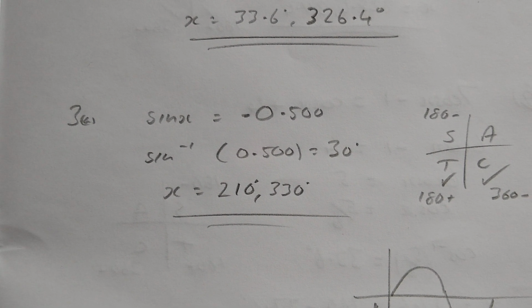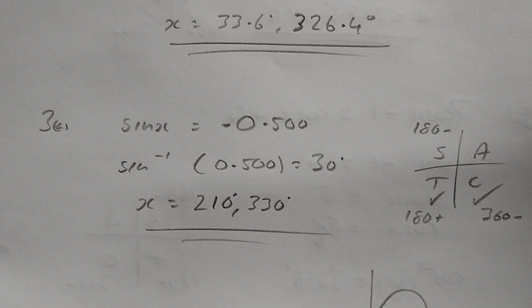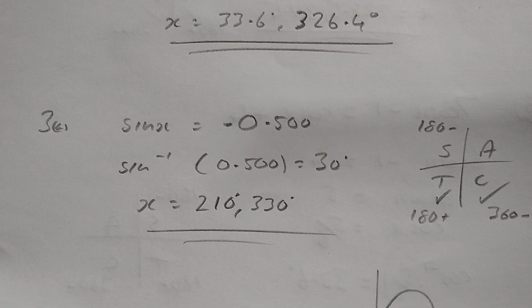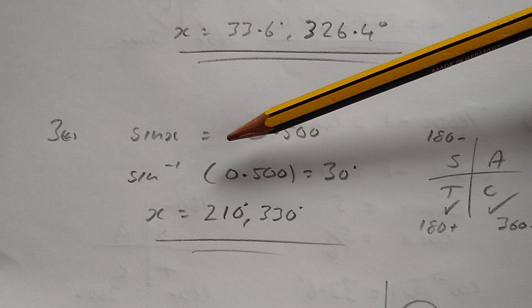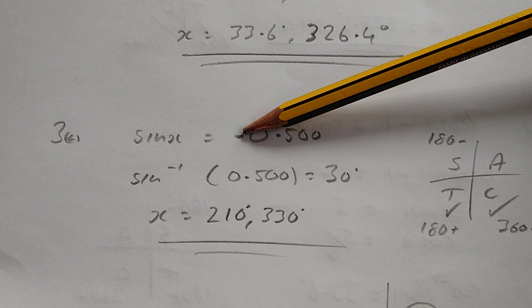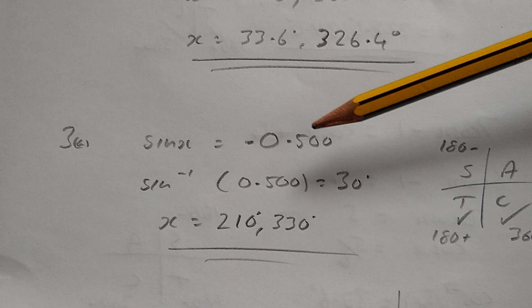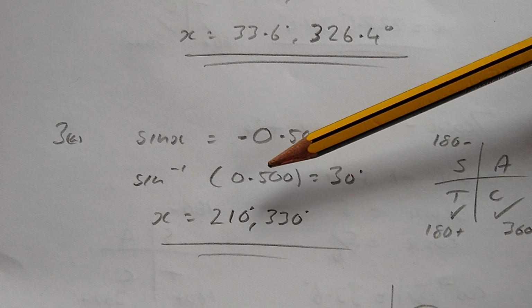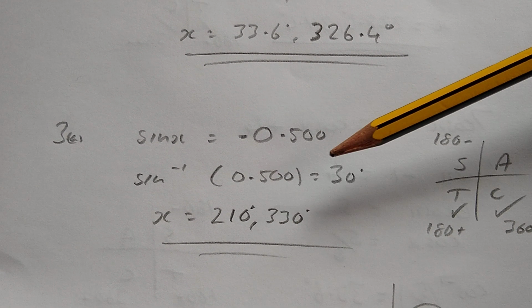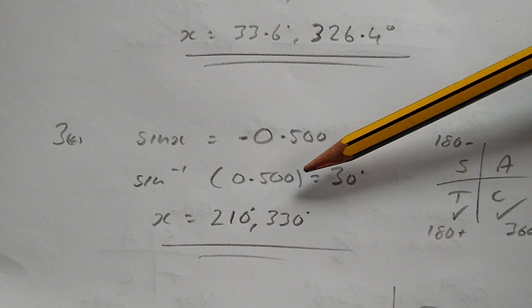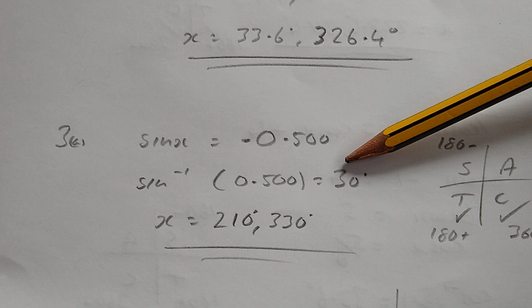Alright, question 3a. Sine x equals negative 0.500. So what I'm going to do, I'm going to ignore that negative sign, because my CAST diagram will take care of that in a few seconds. So I find the inverse sine of 0.5, which is 30 degrees. Again, notice I'm not saying x equals, because x does not equal 30 degrees in this question.